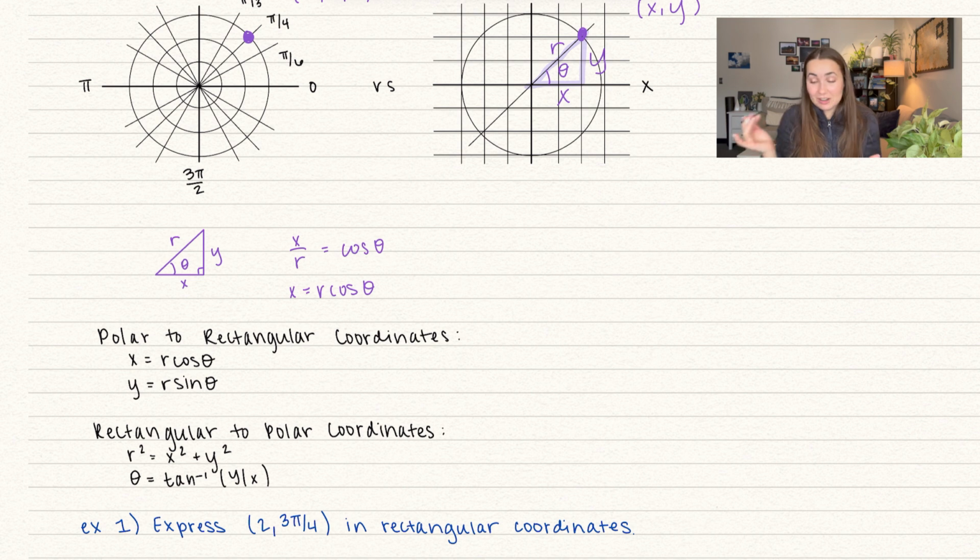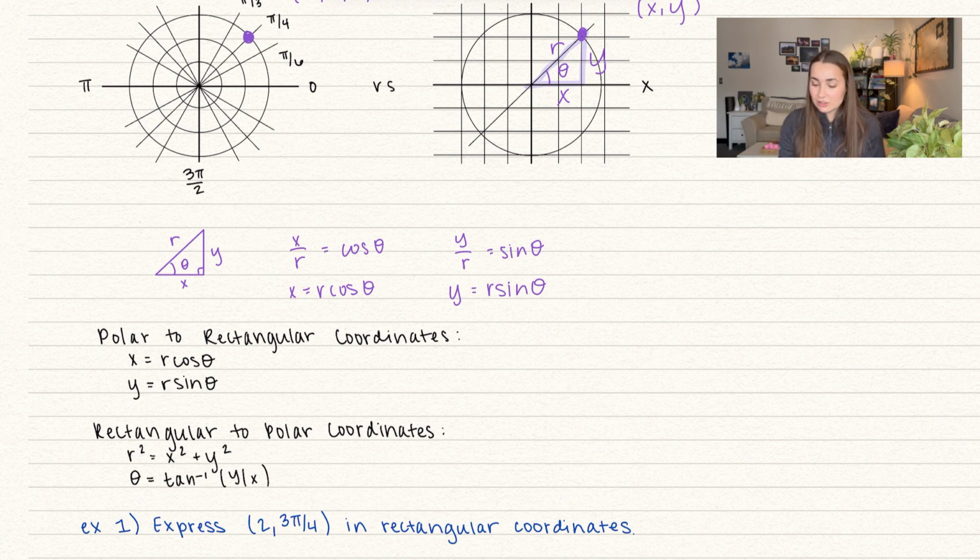That's all it is. You're going to do the same thing for y. We know that y divided by r is equal to sine of theta, right? Y is the opposite leg, r is the hypotenuse, so SOHCAHTOA. So here I get that y is equal to r sine of theta. And it is indeed that simple. If we're moving from polar coordinates to rectangular coordinates, you just plug in the values. X is equal to r cosine theta, y is equal to r sine theta.